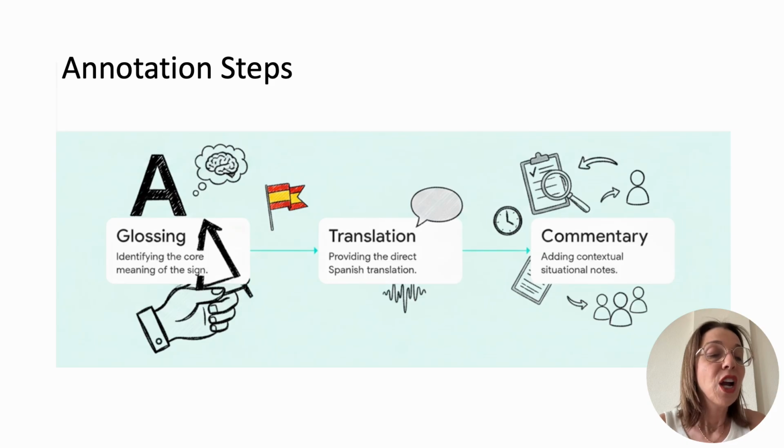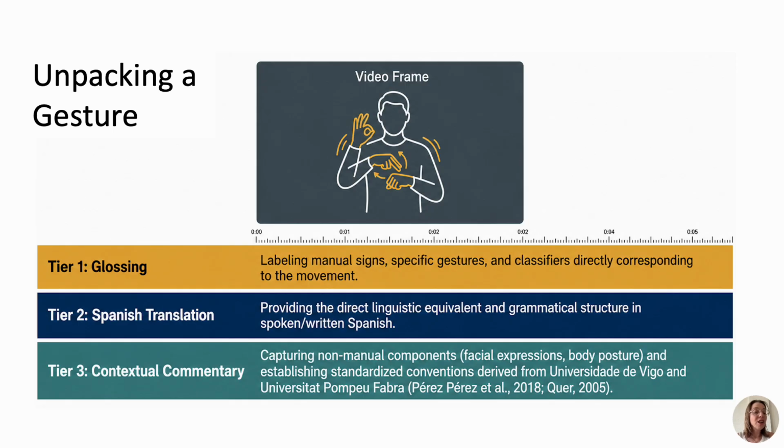First step is glossing, which is essentially writing down a capitalized word that represents the core meaning of the sign. Step 2 is the Spanish translation, providing the direct meaning in the spoken language. And the third step is contextual commentary. Researchers add notes about the specific situational context.